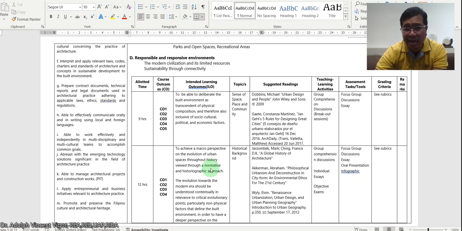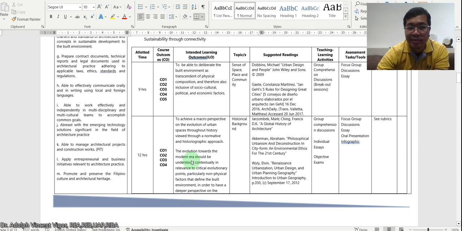So 9 hours is allocated for the topic of sense of space, place, and community. The intended learning outcome for the students is to be able to deliberate the built environment as transcendent of physical composition and therefore also inclusive of socio-cultural, political, and economic factors.